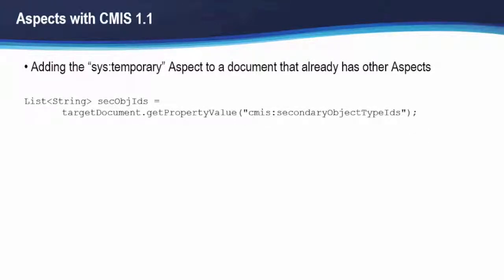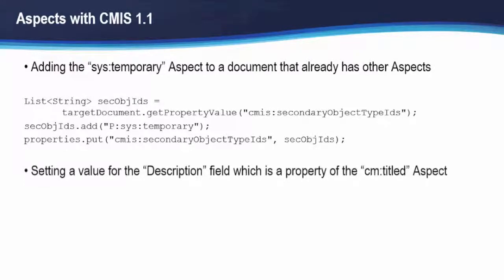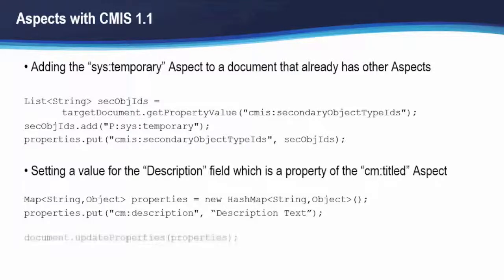In addition to providing the specification, I wanted to provide a brief example of a couple of Java code snippets that provide examples of aspect handling. Here's a quick example of retrieving the secondary object IDs off of a document, and then adding a new aspect. In this case, we're adding the sys:temporary aspect to this list, and then putting that list onto the object. This is also another example where we set the value for description, which is part of the cm:titled aspect. Basically, we just put the property into a map and then update the properties. You can see I'm able to set cm:description directly.